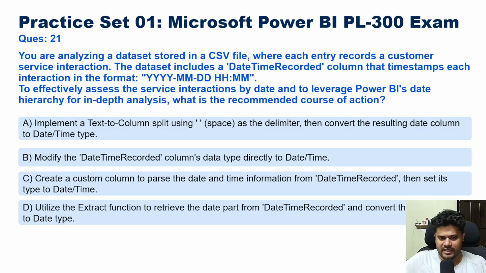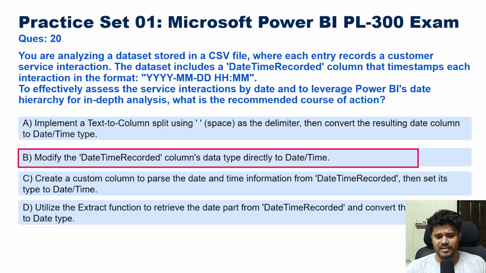So time is up. Let's see what is the solution. So basically it's option B. You can directly change the data type to date time, where it will capture all of the date in the format given in the question, and you can do your analysis accordingly. That data type is available in Power Query Editor. I will also demo it to you in Power BI Desktop.